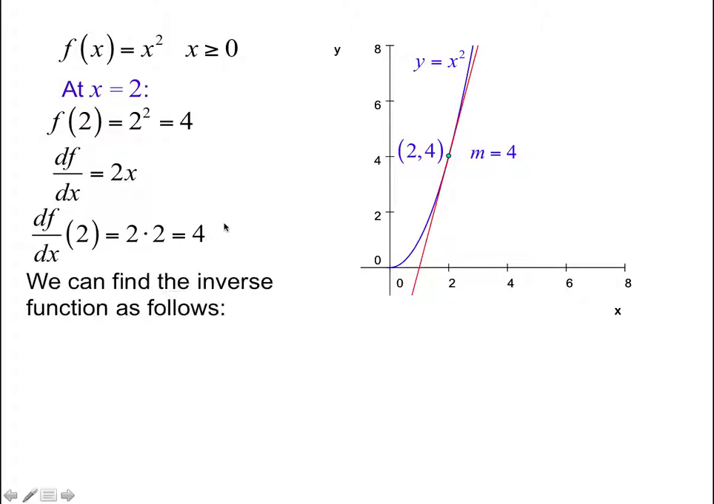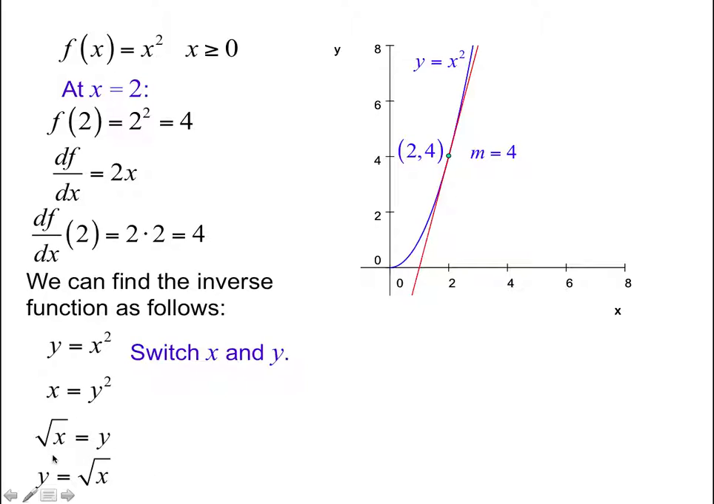And now we need to find the inverse. So we find the inverse by taking our function and swapping our x's and y's, and then we solve. Okay, so we swapped the x and y's. I'm going to solve for y, so I'm going to square root both sides. And then I'm just going to write it as y equals instead of kind of backwards.